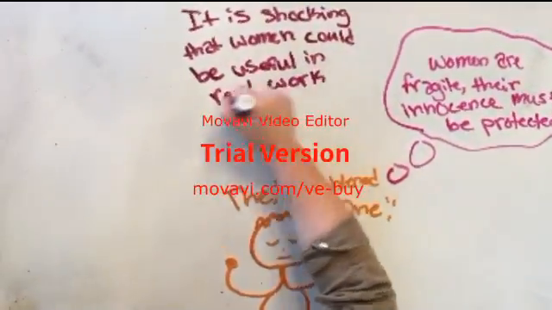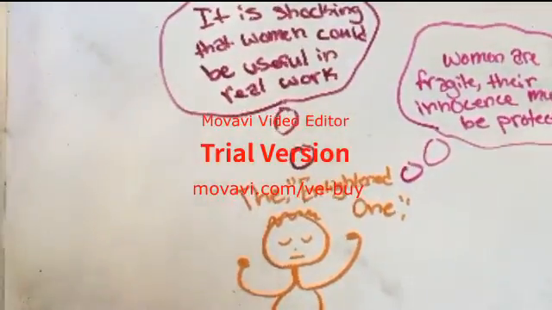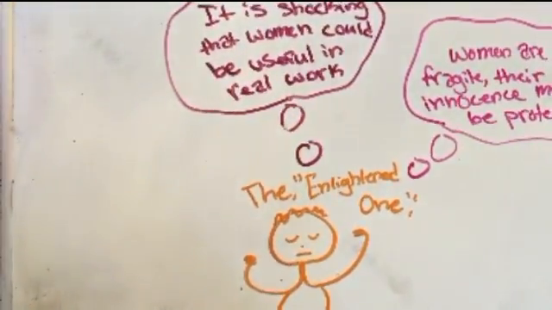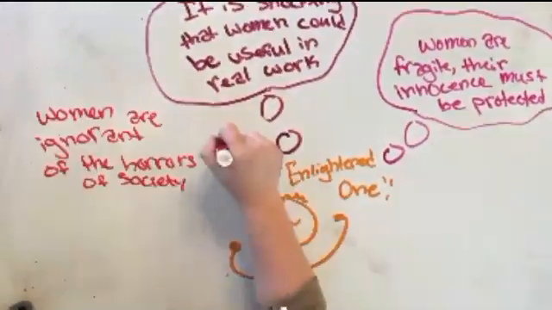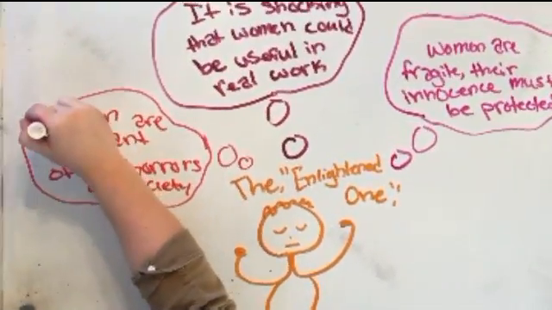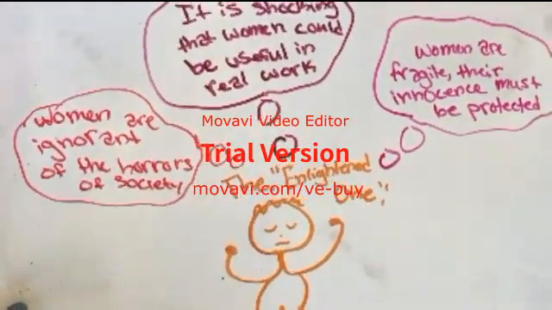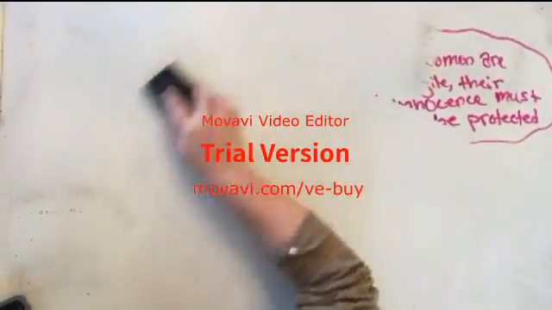He also is shocked that women could be useful in real work. When he speaks about his aunt, he says, I called upon the women, can you believe that, to do actual work. And that was just a shocking moment for him. He also believes that women are kept in a society that is separate from the real horrors of what goes on in the Congo.